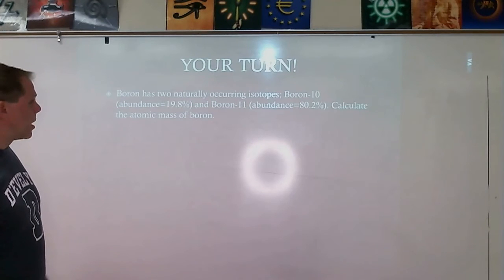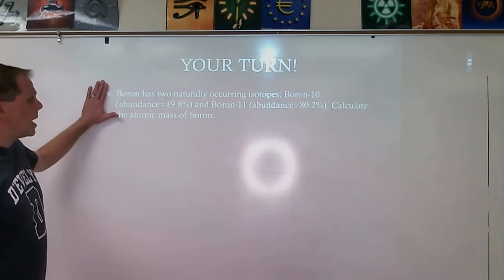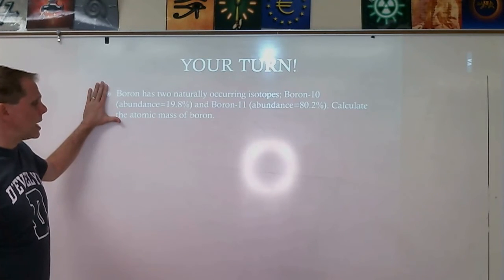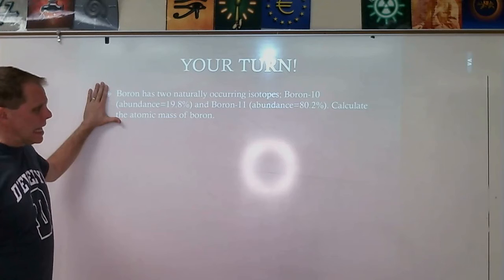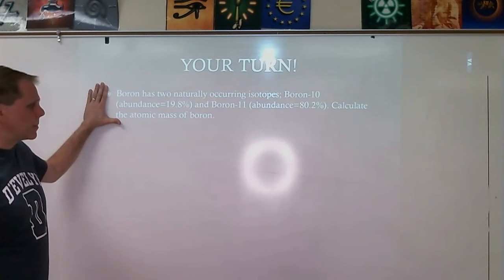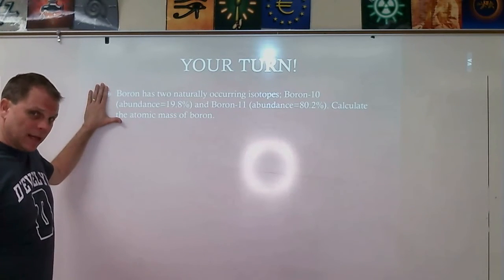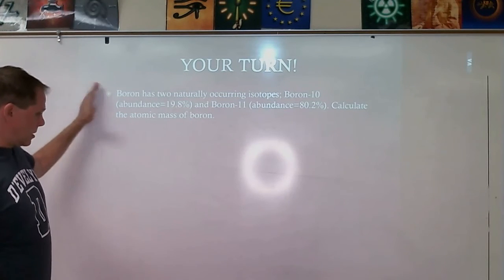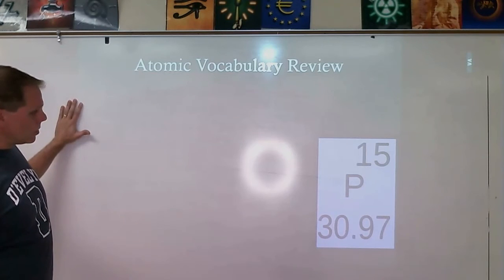Here we go. I will let you try this one. Boron has 2 naturally occurring isotopes. Boron 10, 19.8% abundance, and boron 11, 80.2% abundance. Calculate the atomic mass of boron. Okay, you should be able to do that. Figure it out, pause it, and we'll probably do this one in class. I don't think the answer is actually on here, so we'll come back and do that in class.